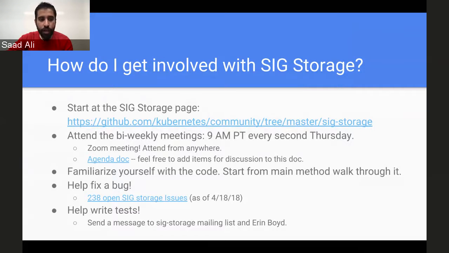And once you've done that, I suggest maybe picking up a bug and trying to fix it. No better way to learn a system than trying to figure out something that's broken and help fix it. I checked yesterday and there were 238 open bugs for SIG Storage. This is compared to, I think, 2,000 something closed bugs, so relatively not as large as how many we've solved, but there's still a number that are open.